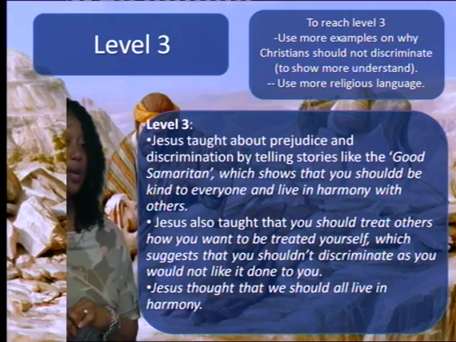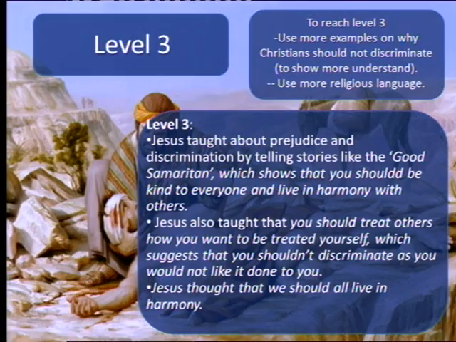For level 3, Jesus taught about prejudice and discrimination by telling stories like the Good Samaritan, which shows that you should be kind to everyone and live in harmony with others. Jesus also taught that you should treat others how you want to be treated yourself, which suggests that you shouldn't discriminate as you would not like it done to you. Jesus taught that we should all live in harmony.